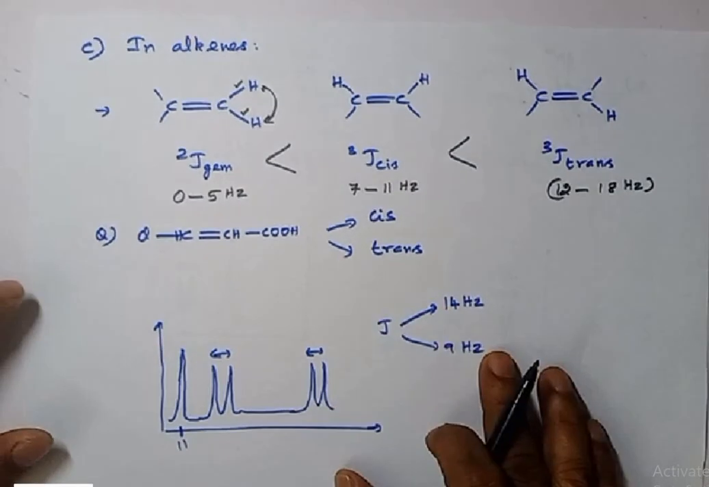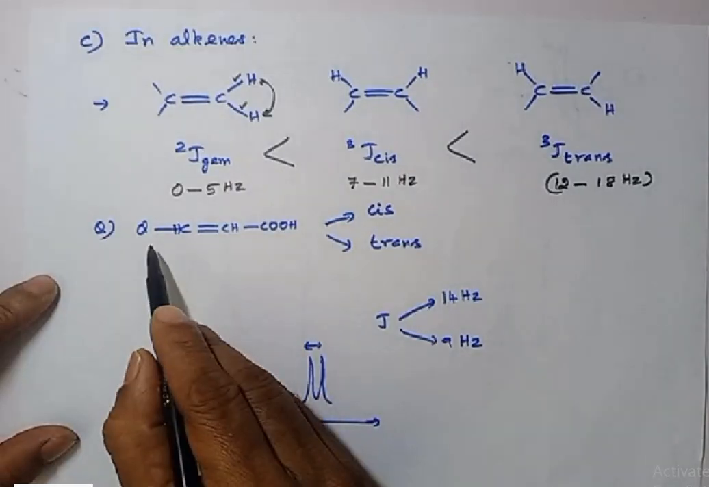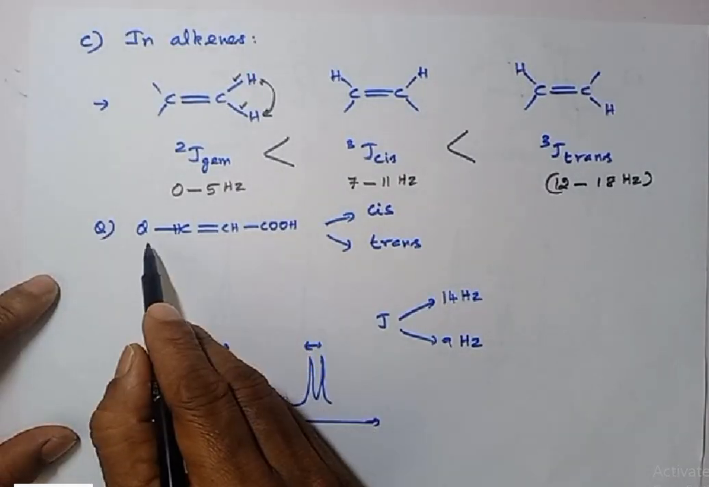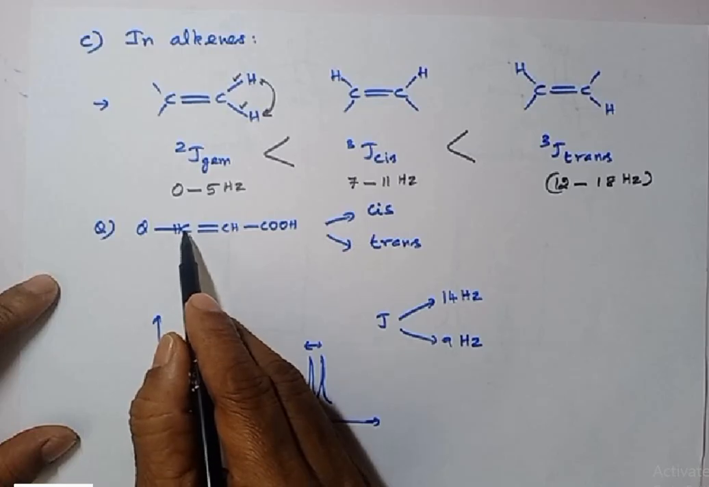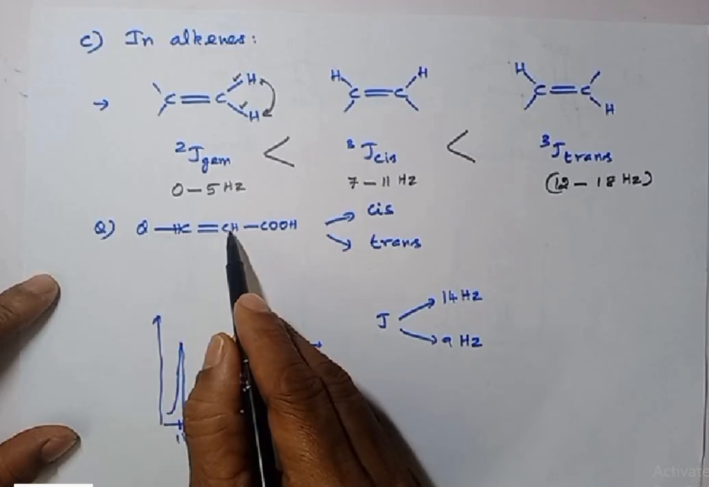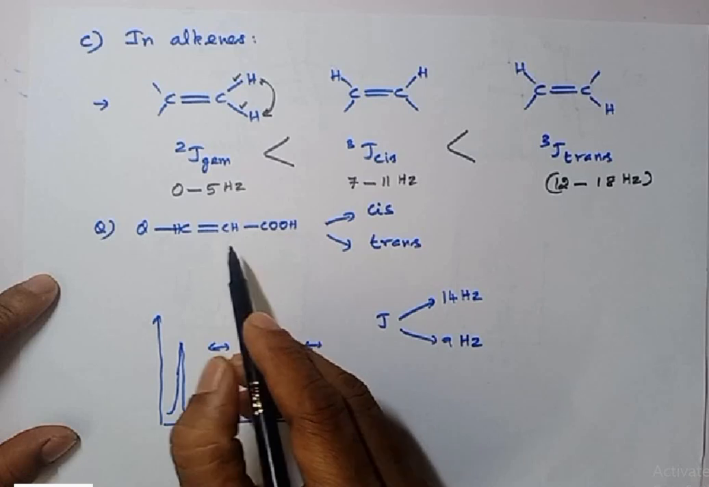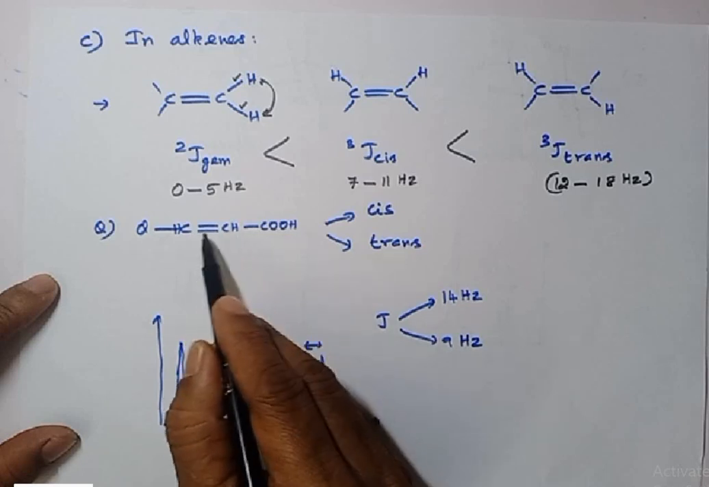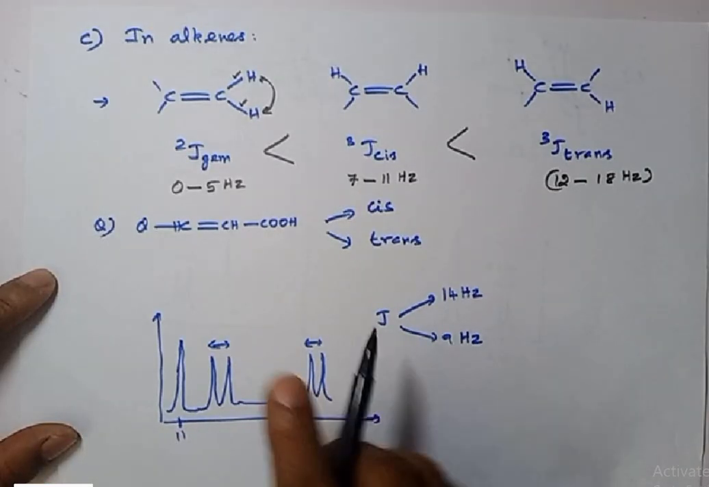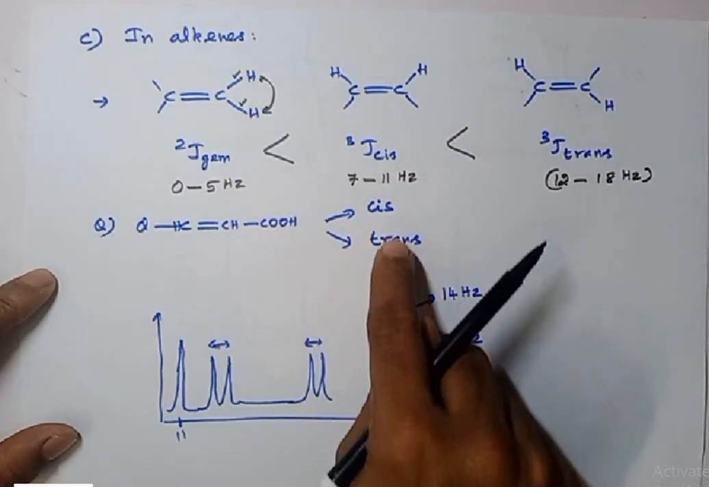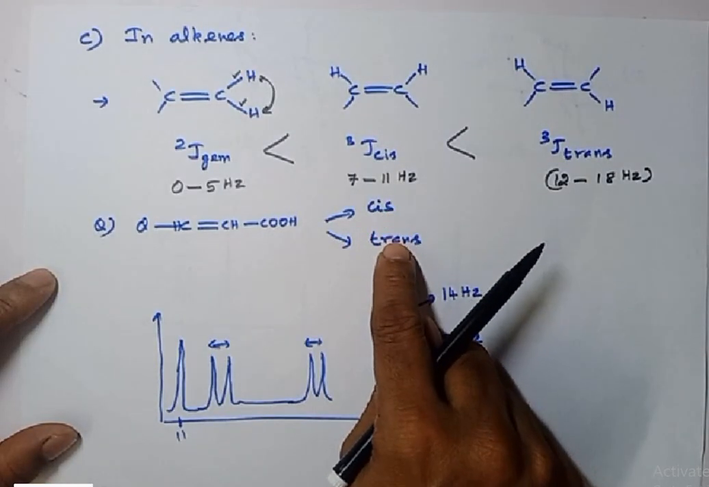Right, now listen here, I have given a question. See, this molecule is an alkene system. In this carbon, a chlorine is attached, and in this carbon, a carboxyl group is attached, and the doubly bonded carbons have one hydrogen each. So, there are two possible isomers here. One is the cis isomer, the other one is the trans isomer.